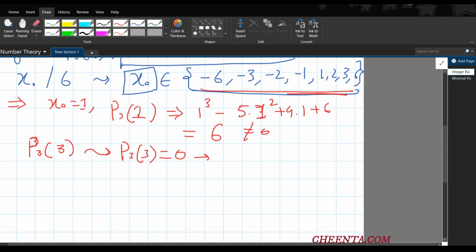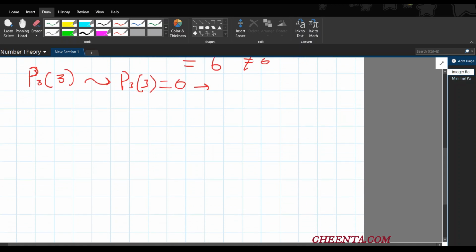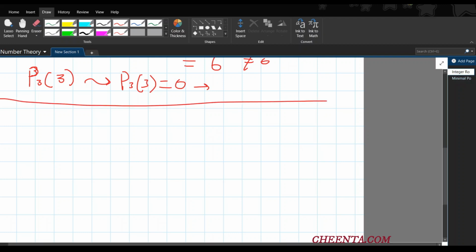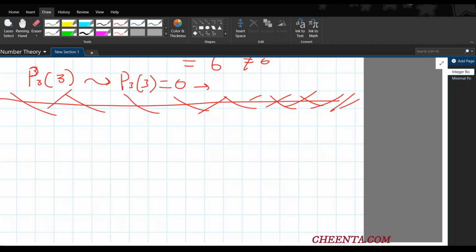Now using this particular method, you can actually prove if a number is irrational or not, and this is what we will see today. This is our main goal for today. We will see how to prove that any number is irrational or not using this particular integer root theorem. You can also apply the rational root theorem, but I will leave it to you guys.